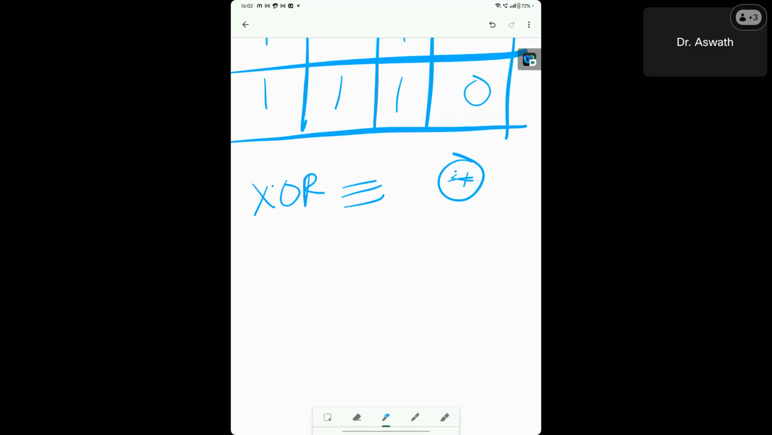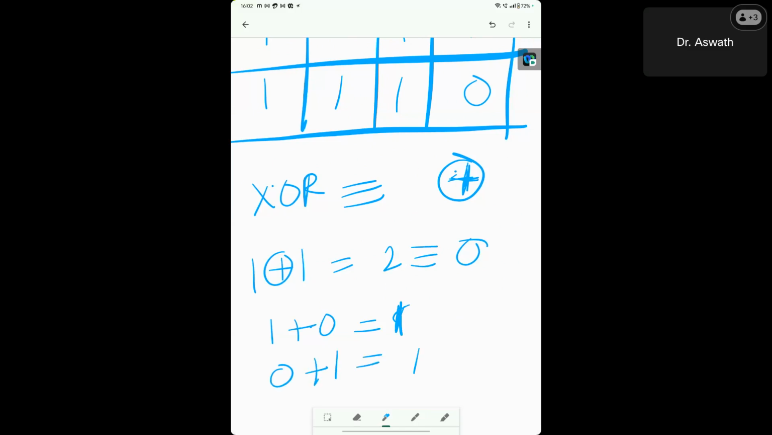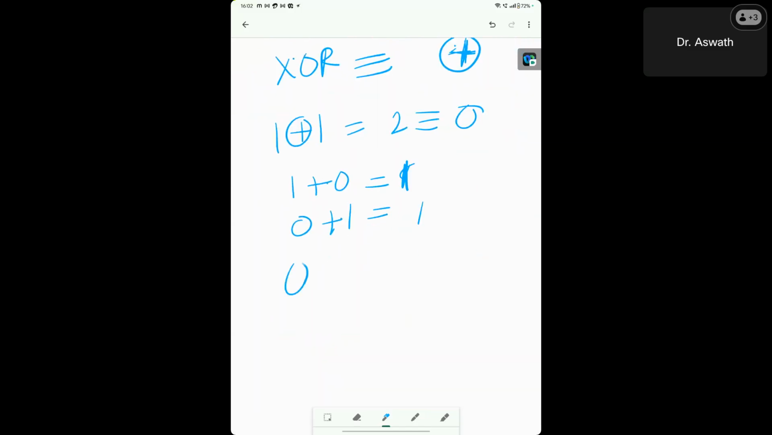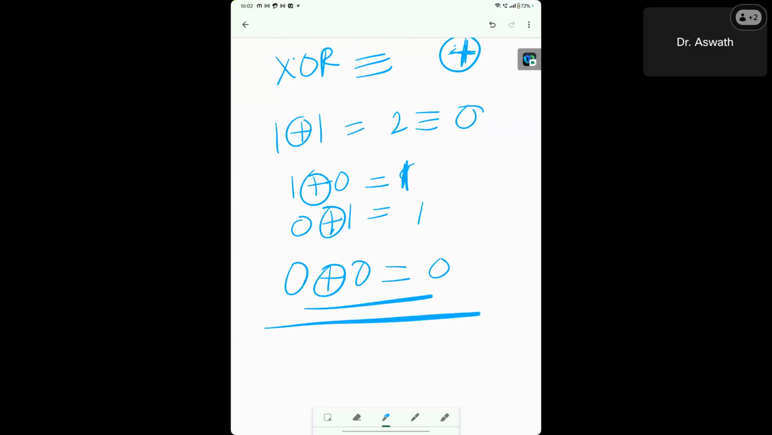Okay. So addition modulo is you take the addition of some things and then take modulo with binary 2. So 1 plus 1 addition modulo is 2, which is equal to 0. 1 plus 0 is 1. 0 plus 1 is again 1. And 0 plus 0, addition modulo, is 0. So this is an XOR operation for you guys.